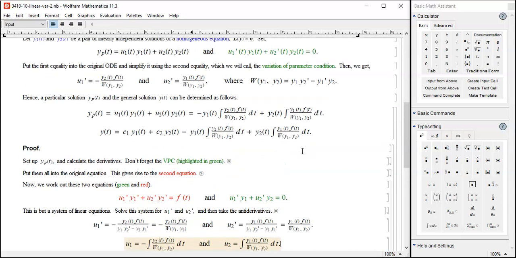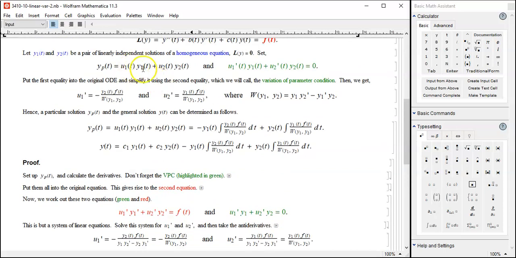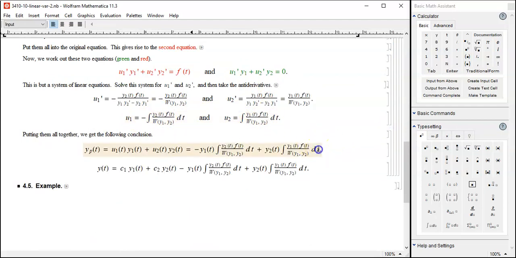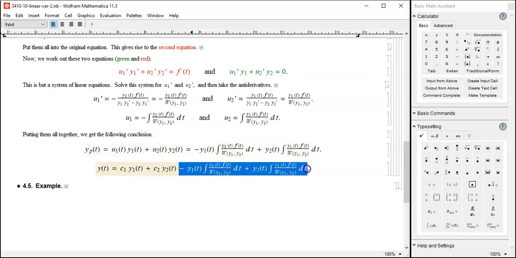Alright, what is my yp? It's u1 y1 plus u2 y2. And here's my u1, here's my u2. So put everything into the original here. Yp is u1 y1 plus u2 y2. So y1 times this integral, y2 times that integral, that's it. That's my yp, the particular solution. And then if I add this yp to the general solution of the homogeneous equation, c1 y1 plus c2 y2, then you're going to get the general solution of the non-homogeneous equation.